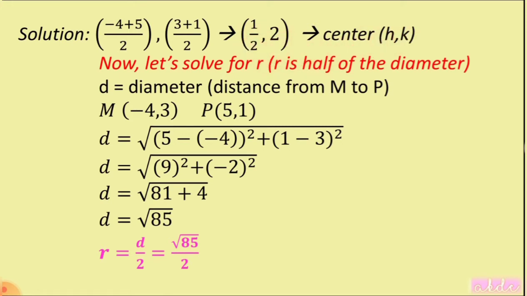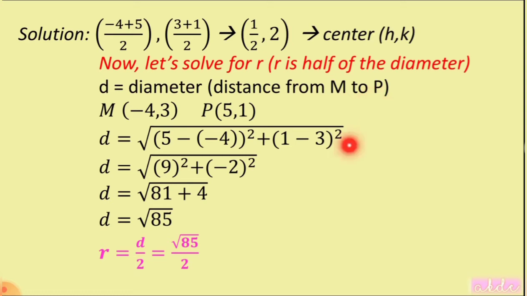Now, let's solve for r. R is half of the diameter. Meaning, if the given is the diameter, we have to divide it by 2 to get the radius. So first, let us find the distance of M to P. After getting the distance from M to P, divide it by 2 to get the radius.